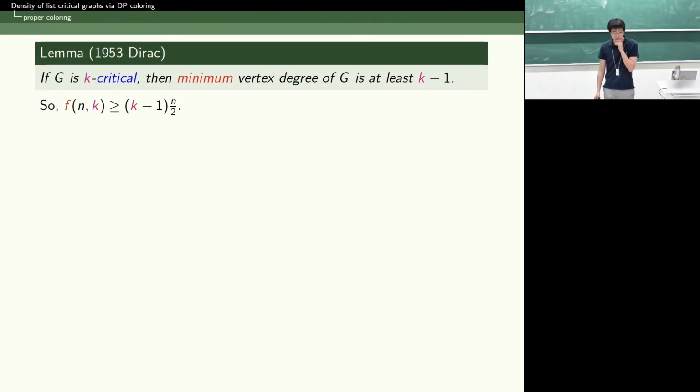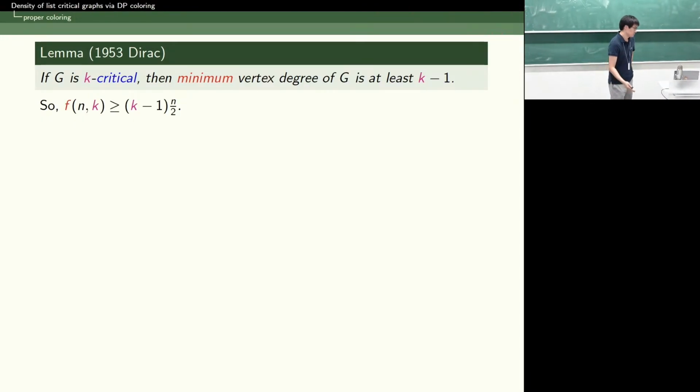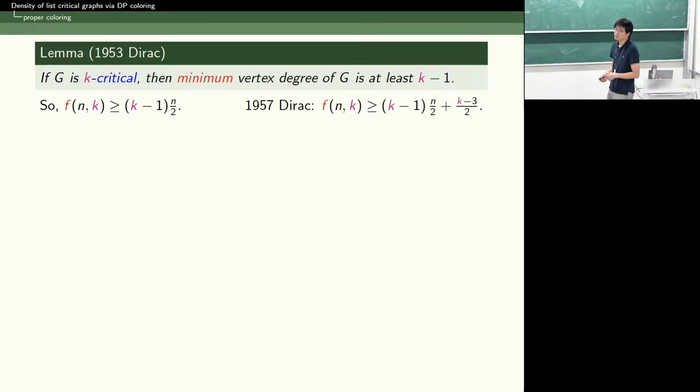And because of this, we obtain this very simple inequality. Remember, this is the number of edges in a k-critical graph on n vertices. And if every vertex has degree at least k minus 1, then every edge gets counted twice. So that's why we have n over 2. But actually, when Dirac proved this lemma, he proved a little bit more. He said you could do slightly better. You can add something like k over 2 more edges to this k-critical graph. So this is very simple.